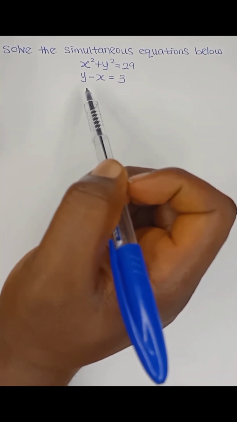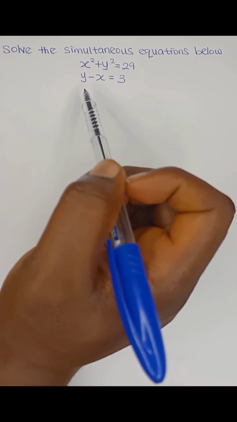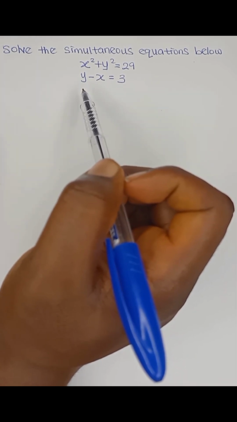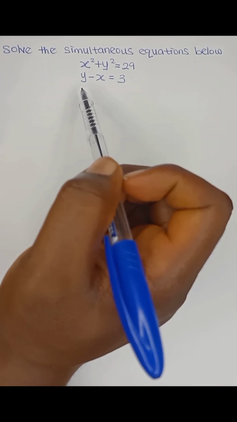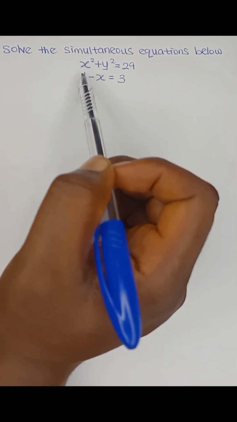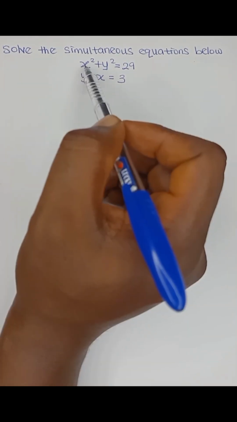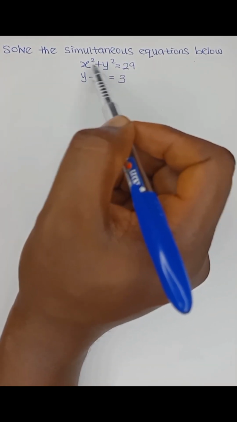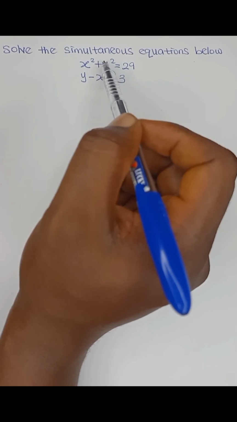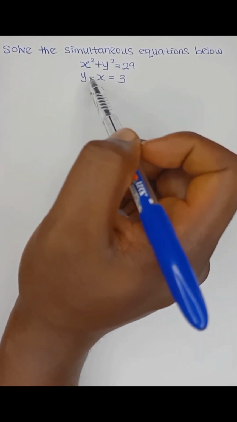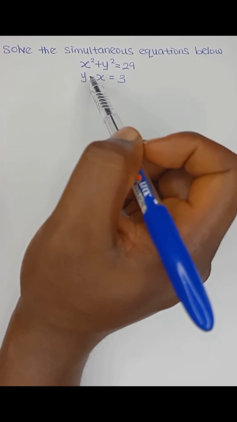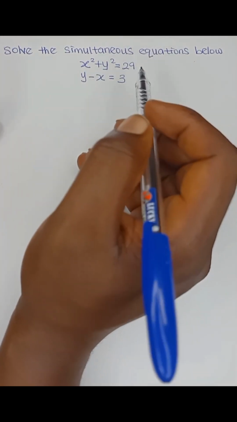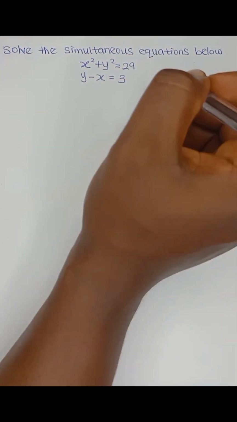There are different methods of solving simultaneous equations. We have the substitution method, the elimination method, and the graphical method. But in this particular question, we can only use the substitution method. The reason is, looking at these two equations, we observe that in the first equation, the variables have exponents of 2. In the second equation, the variables have exponents of 1. So if we use the elimination method, we will not be able to cancel out. So we can only use the substitution method. Let's go ahead to solve this.